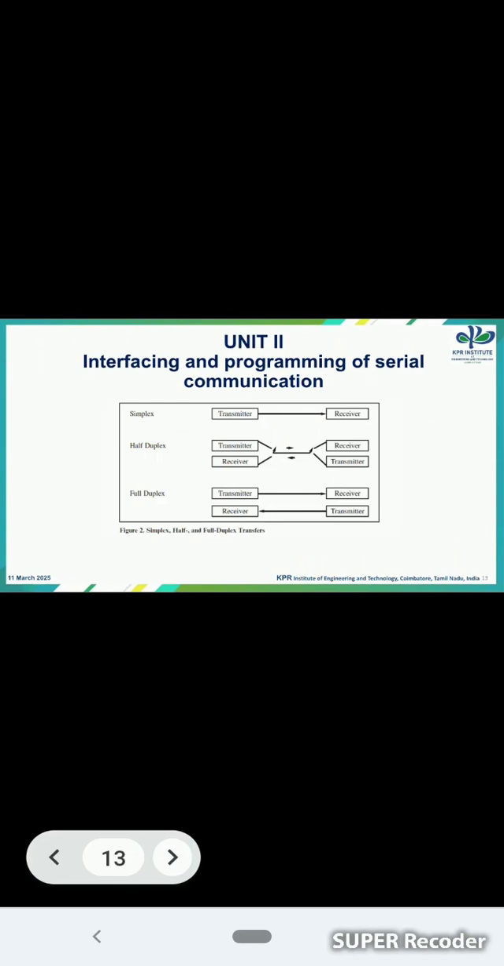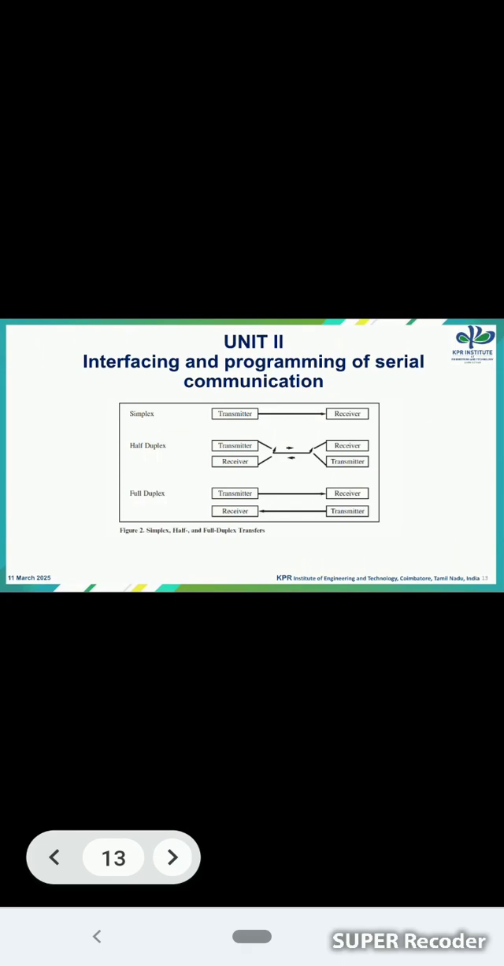Let's have a communication protocol between the transmitter and receiver. As per the strategy, we have three parts of communication. It may be a simplex communication, then half duplex communication. Finally, we have a full duplex communication.